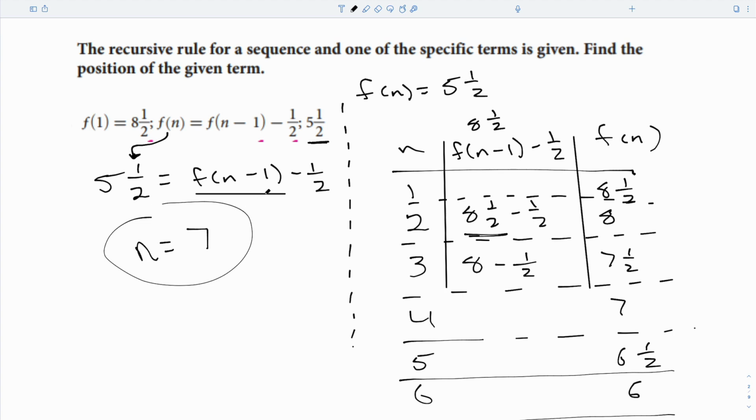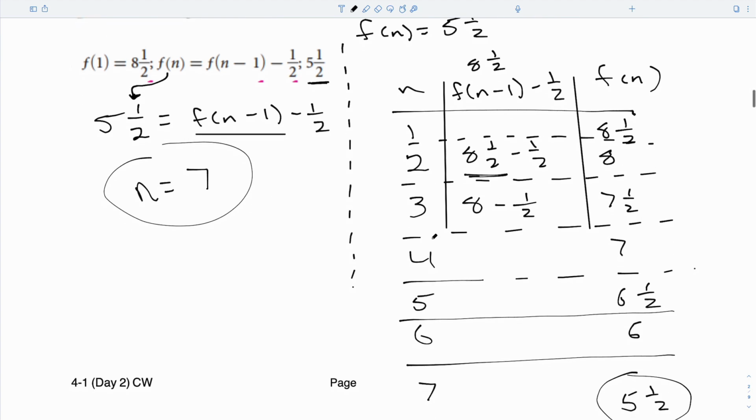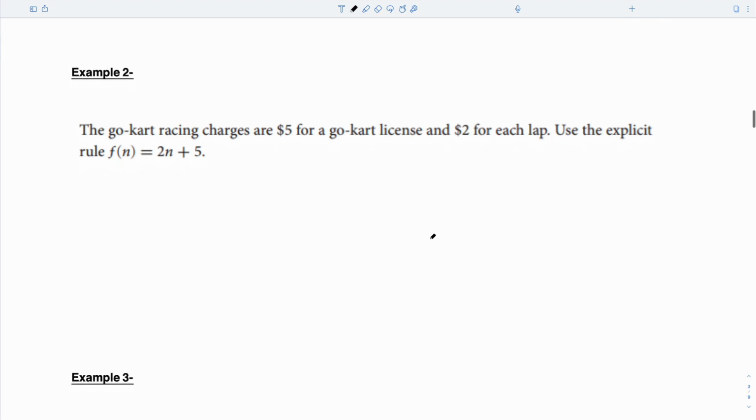Explicit is the most, or recursive is the most annoying one because it requires a table. Next one.